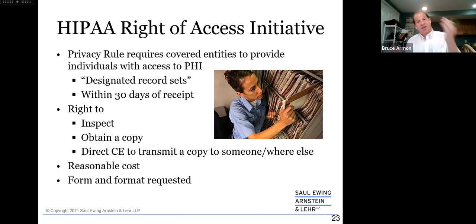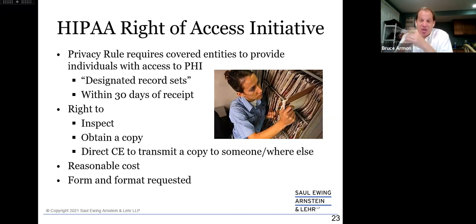So you'll see if an individual requests information, the government's actually created a separate initiative where they can provide this information. We need to turn information around in a timely manner, and we need to give individuals the information they request in a timely and complete manner for what they're looking for. If we don't, the government can investigate, and there's been a number of settlements.